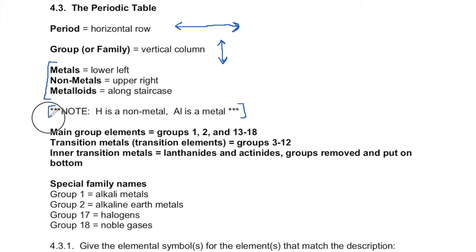There are a couple of elements that might be a little bit misleading in the way that they're placed on the periodic table. Even though hydrogen is usually written on the left side of the periodic table, it is not a metal, it's a nonmetal. And aluminum, even though it's close to that staircase, is not a metalloid, it's a full metal. So I'll go ahead and show you a few of these things in your LibreText as well.